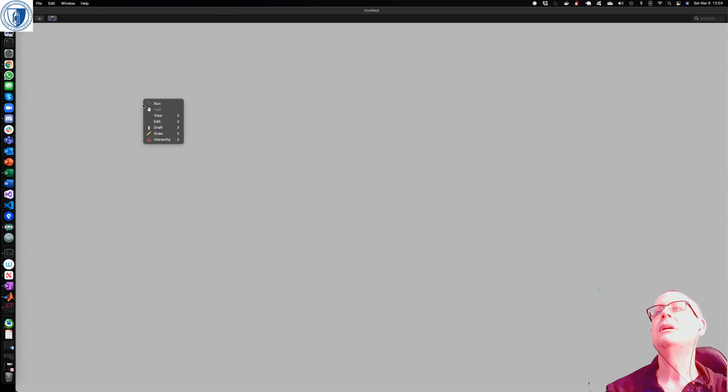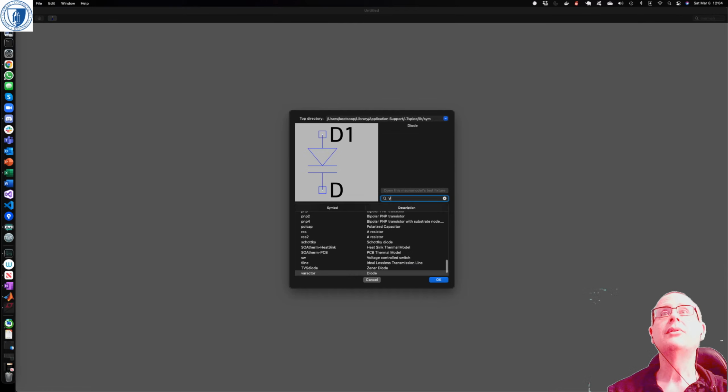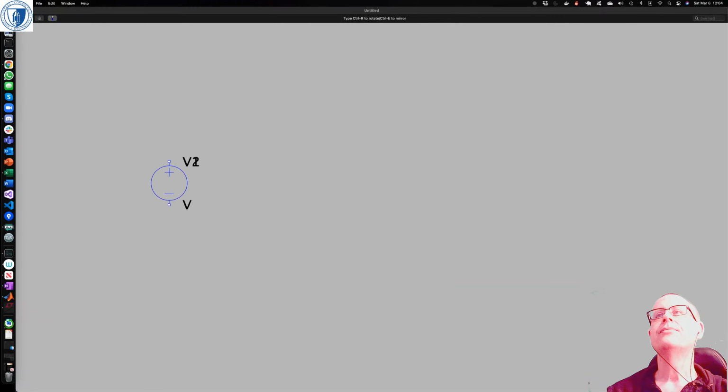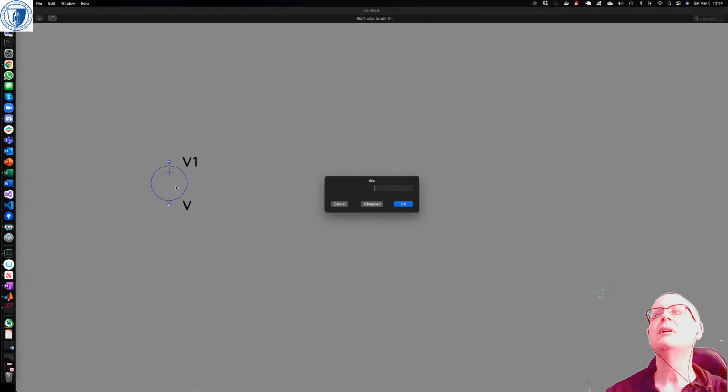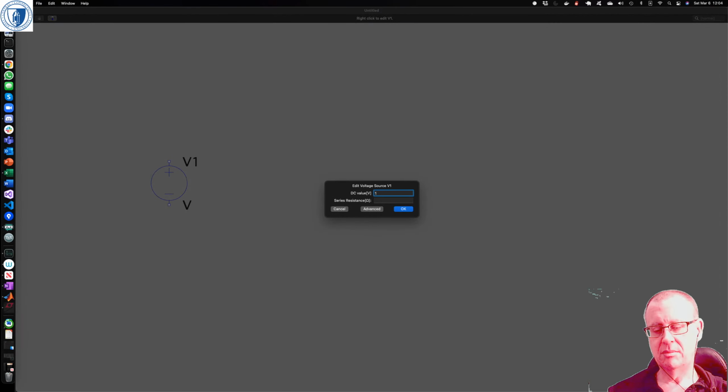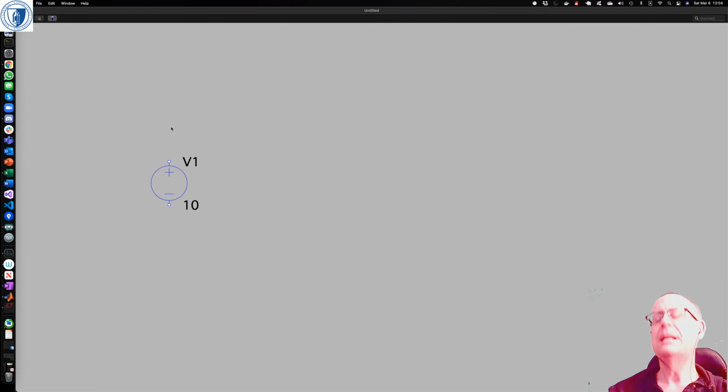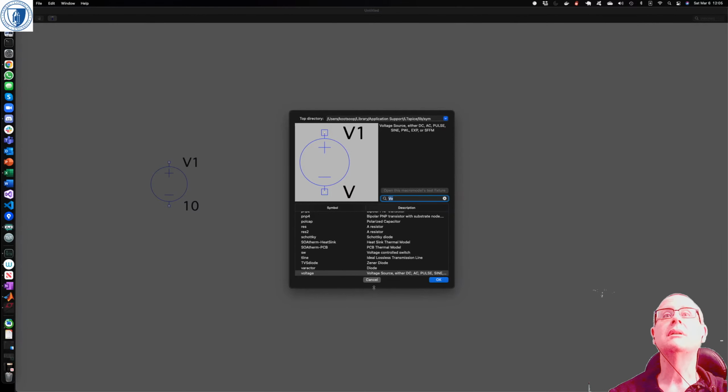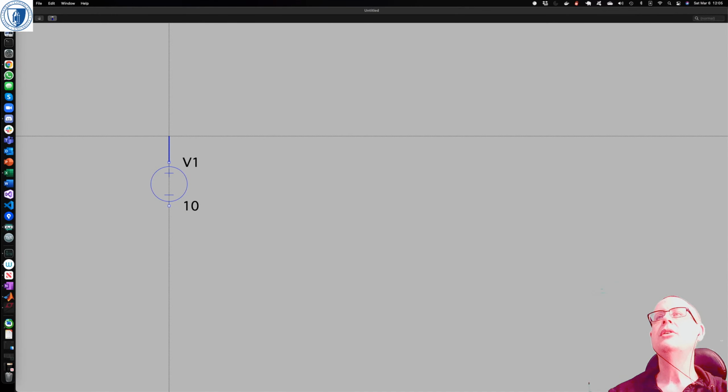Okay, so we want a component, and let's start with the voltage source. That's not a voltage source. That's a voltage source. Right, and I've forgotten, did it say what voltage to use? Let's make it 10 volts. I think I used 10 for the first one, didn't I? And then there's sort of a trick you can use. I think it's F2? No, that's not right. It's F3.